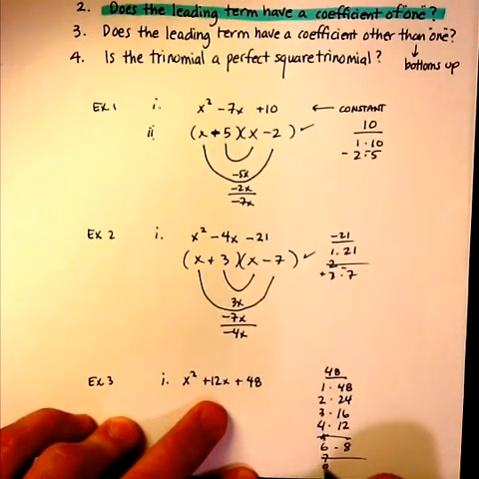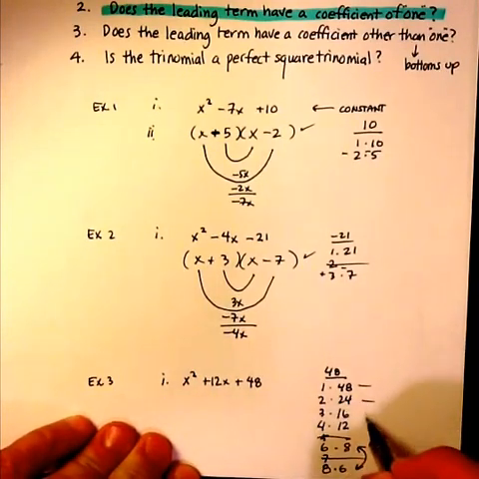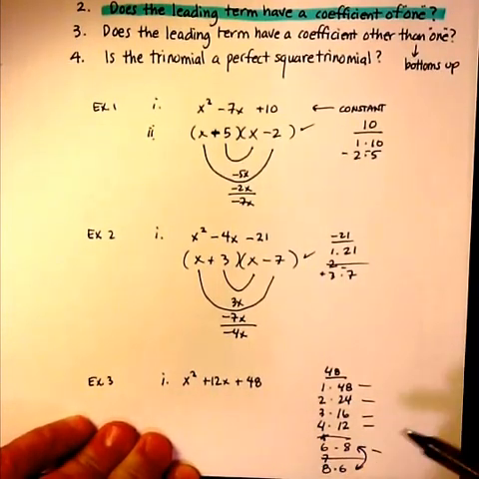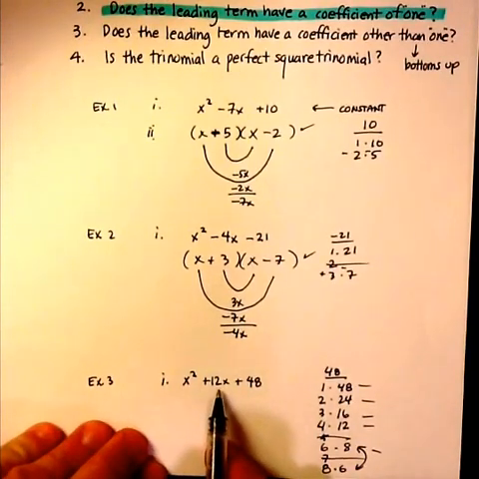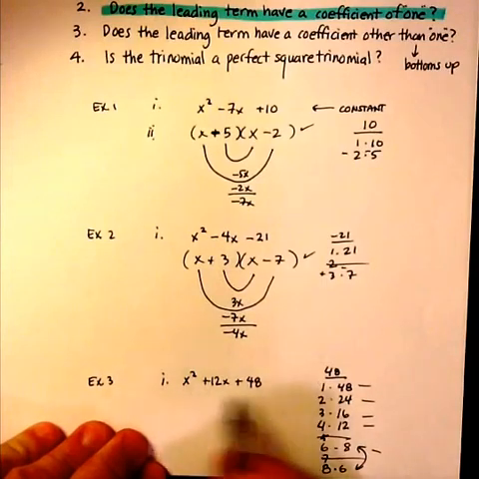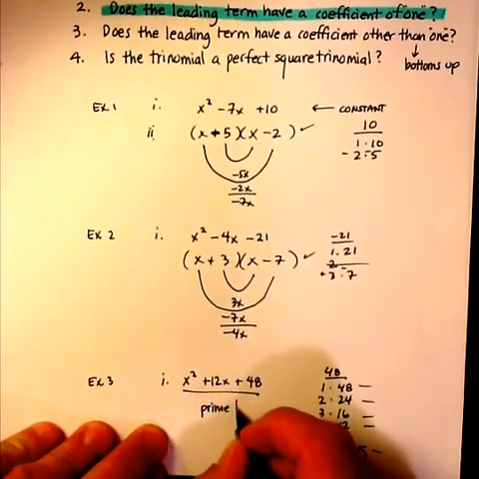7 doesn't go. And then finally, 8 times 6 was really just a repeat of 6 times 8 because of the commutative property where you can flip numbers. And again, it doesn't go. So what am I concluding here? These are all the possible pairs of 48, but none of them add up to the middle term of 12. This is a prime trinomial.